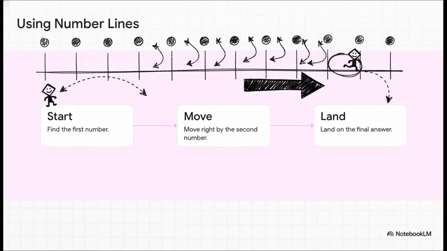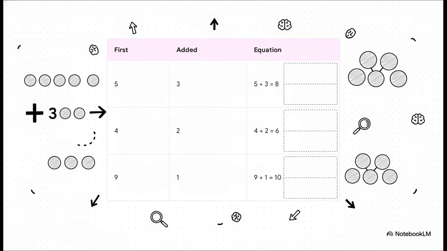You land securely on the result. So you aren't calculating abstractly in the void, you are physically traveling down the number line to find your destination. We see this in action with some rapid-fire examples pulled straight from our source worksheet.